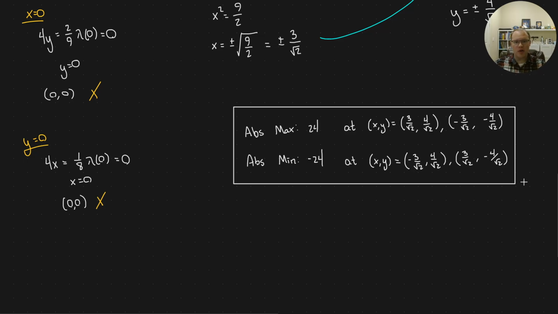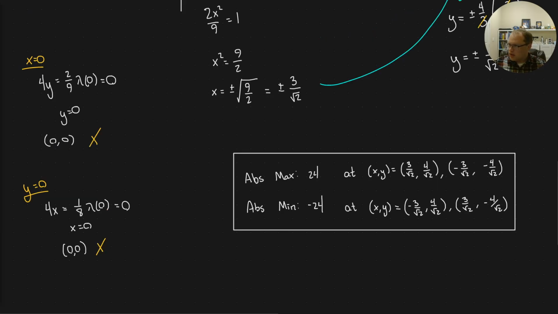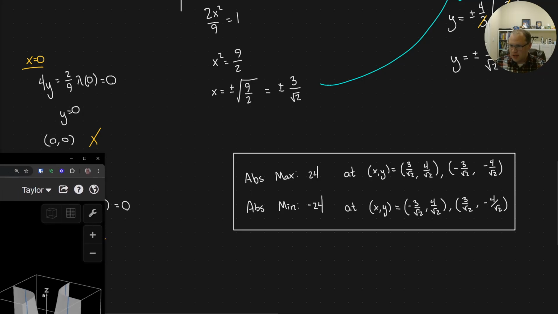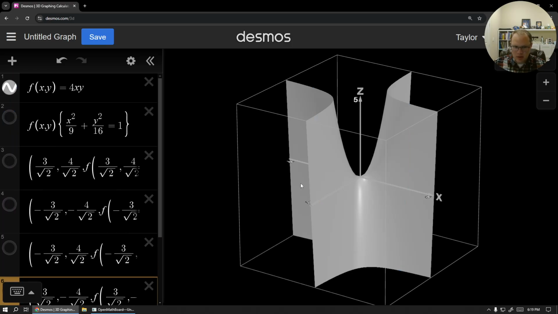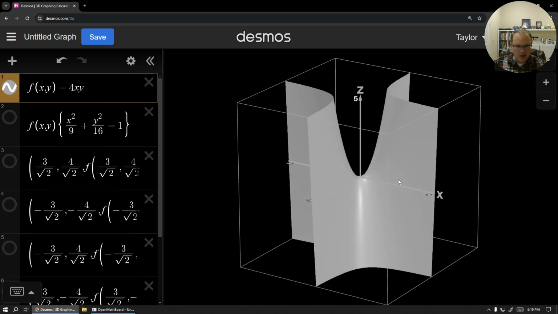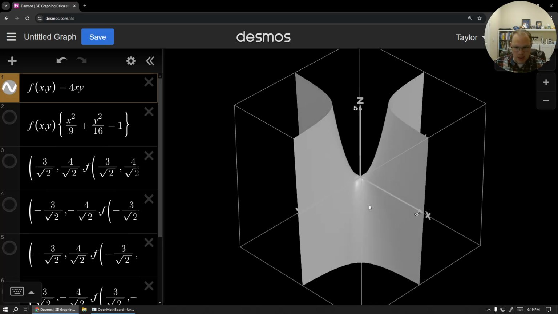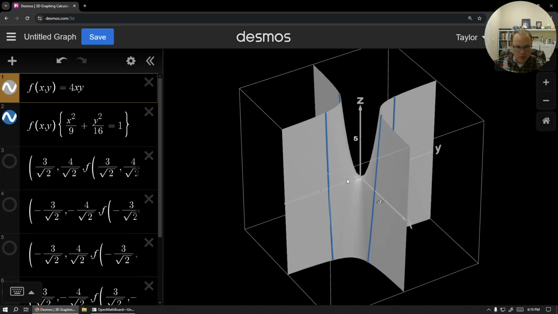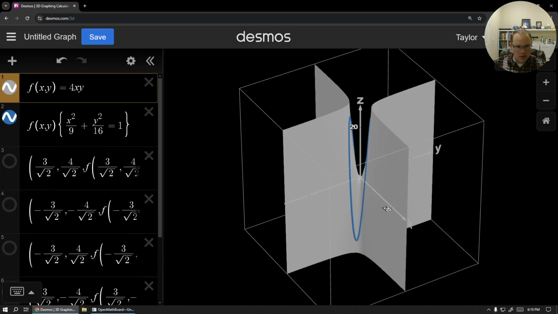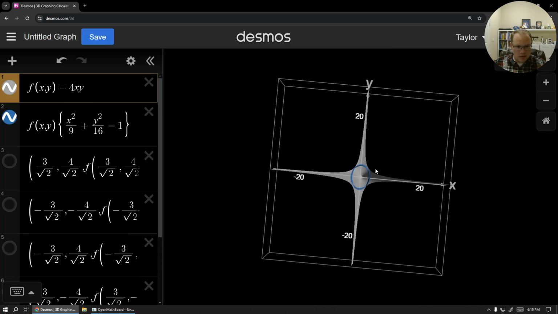Using the method of Lagrange multipliers, we found our absolute maximum and our absolute minimum values for this function. So let's confirm our results graphically. This is the function we are trying to maximize and minimize, subject to this constraint. Let me zoom out so you can really see that constraint. Okay, so it is an ellipse.